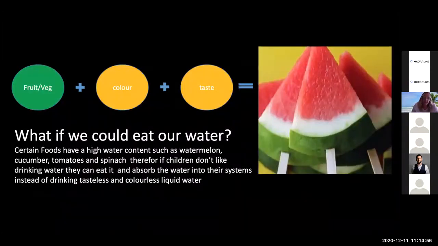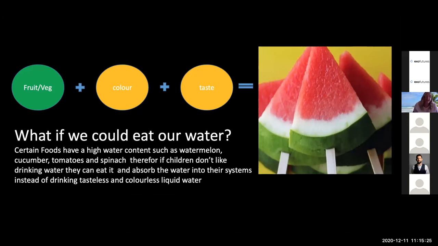Another one could be, remember, we can eat. So what about if we know that watermelon, and I read this yesterday, is actually 70 or 80% water. Yes, it also contains a lot of sugar, but for children, that's still healthy. But there's cucumbers, tomatoes, so we can actually encourage our children to eat water instead of just drinking it.